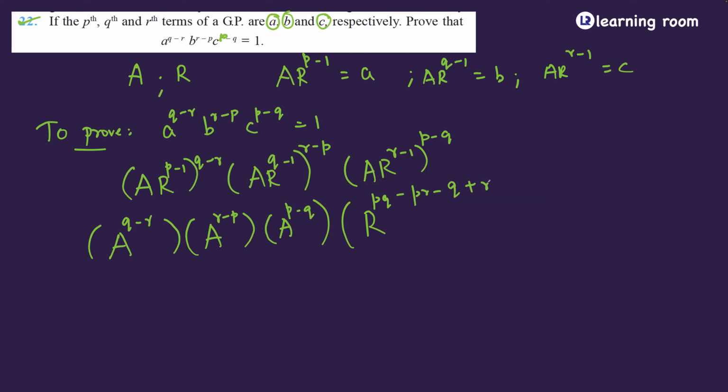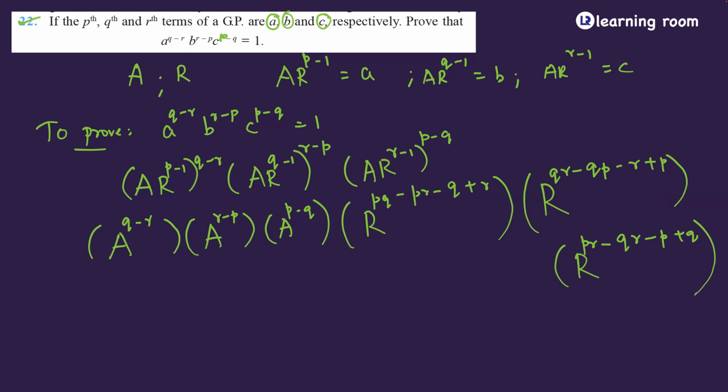Am I right? Into R to the power of Q minus 1 into R minus P. So what are you going to have? You're going to have QR minus QP minus R plus P. Into what do you have? Into R raised to the power of PR. So minus QR minus P plus Q. I hope this is clear.